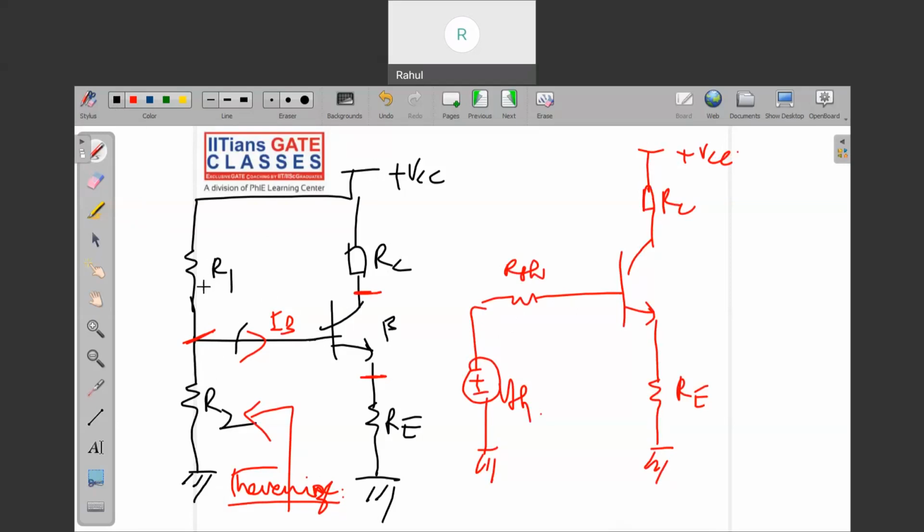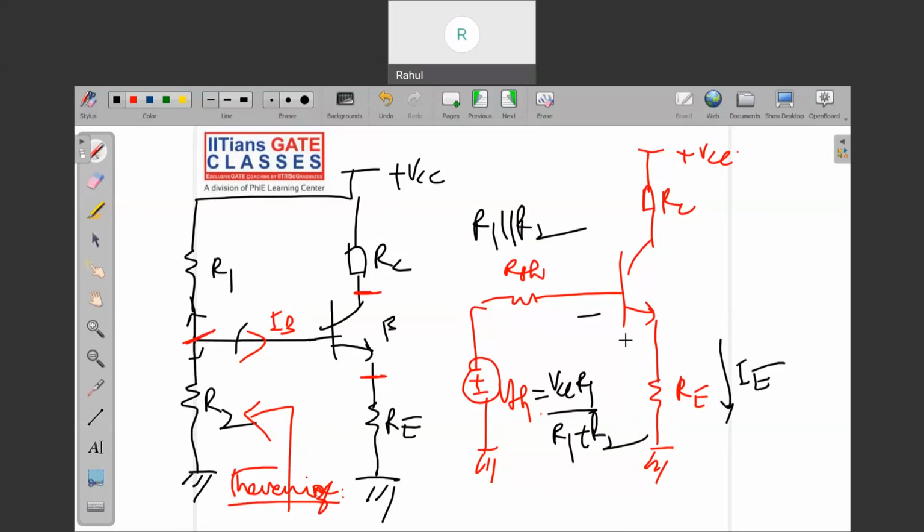R1 and R2 are in series. So by voltage division, VTH will be VCC times R1 by R1 plus R2. And if you are looking from here, the current flows like this, so RTH is R1 parallel R2. Now you can easily find IE. What is IE? This is the VBE. So I can write directly, IE will be VTH minus VBE upon RE plus RTH by beta plus 1.